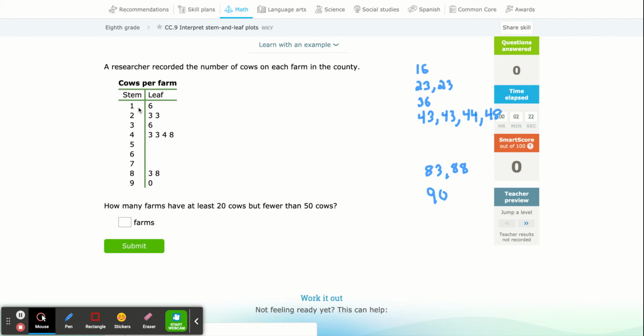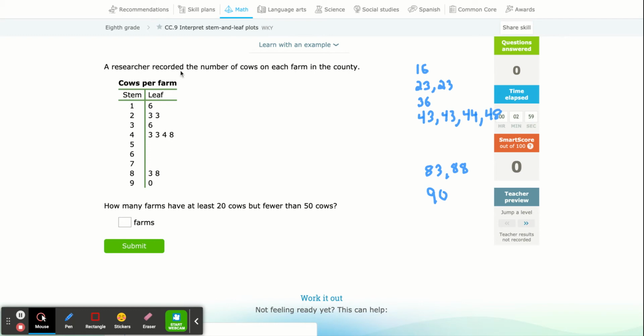But what this really means is I have one number where 1 is the tens place and 6 is the units, in other words, 16. Basically, I've written all these numbers over here to hopefully help you see it. There's a 16, there's a 23, and then there's another 23. There's a 36, there's a 43, another 43, another 44, and a 48, right? There isn't any 50s, any in the 60s, any in the 70s. There's an 83, there's an 88, and there's a 90.